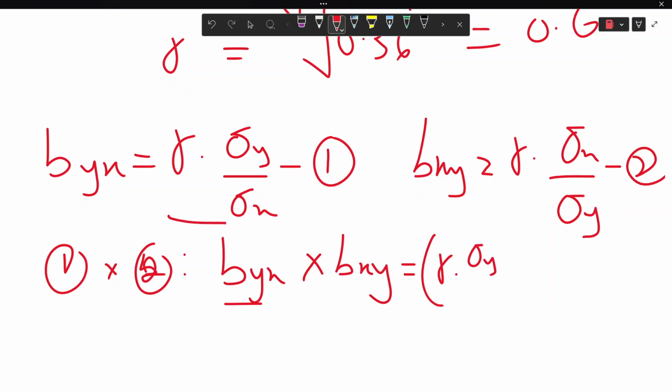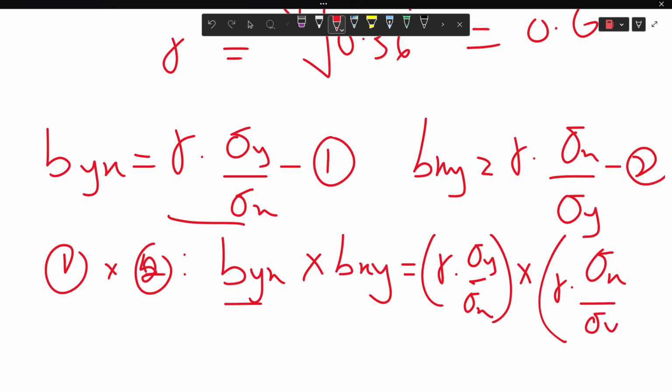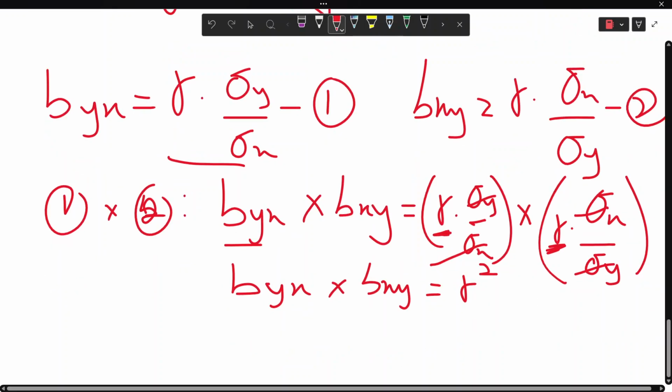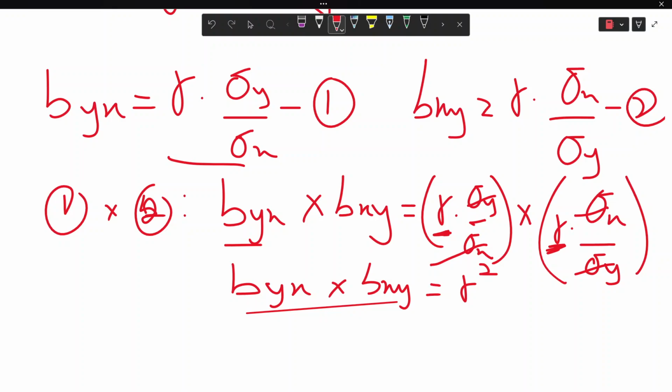This is given by r times standard deviation of y over standard deviation of x, multiplied by r times standard deviation of x over standard deviation of y. If we divide and multiply, the standard deviations cancel. We are left with just two things here, r and r. R times r is giving us r squared. So b times b equals r squared. Therefore, if you multiply the two regression coefficients, you're getting r squared.